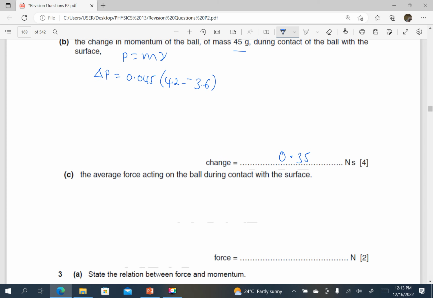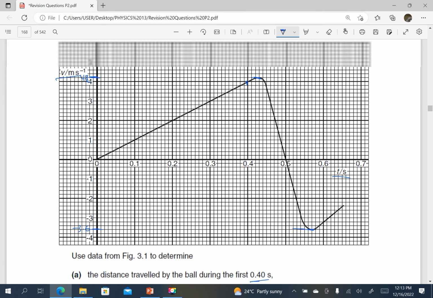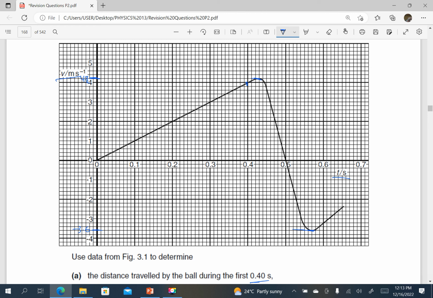Then the average force acting on the ball, of course, that is easy. Average force. We know that force is equal to the rate of change of momentum, and this is 0.35 over time. Let's check the time of contact. So I will take, let us say, contact starts from around here up to this point. So what is the time interval between these two?